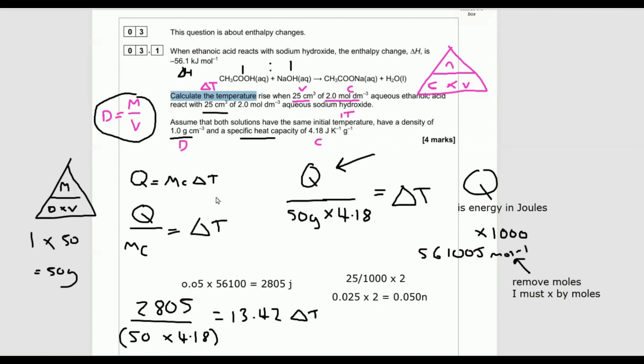Okay, so lovely jubbly. You're going to get a mark for rearranging the equation. You're going to get a mark for working out what the mass was. You're going to get a mark for timesing by 1,000 and working out the joules. You're going to get a mark for timesing by the moles. Essentially, 4 lovely marks.